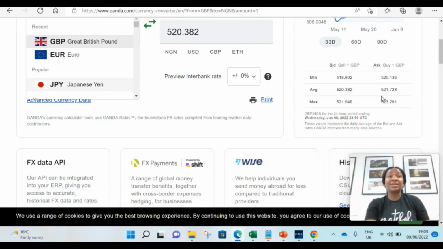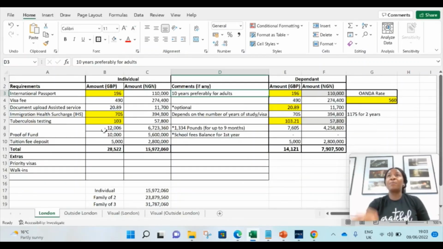I'll always advise that you add like 30 to 50 naira on top of this per pound to give room for the fluctuations, so that your proof of fund does not go below the required amount at any point in time. So your proof of fund is part of what you have here. Your proof of fund for 28 consecutive days must be above the required amount. If it takes a dip even by 0.5 kobo, forget about your visa. Just forget about it. So if you want to get your visa, please do give some room, add some figures, give it some padding, like a shock absorber.